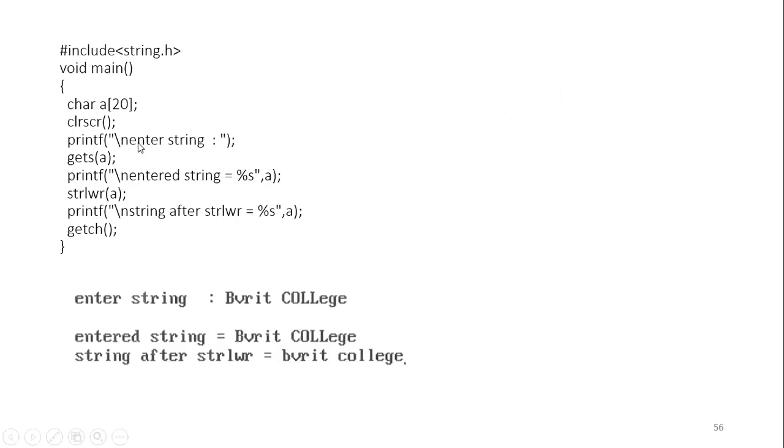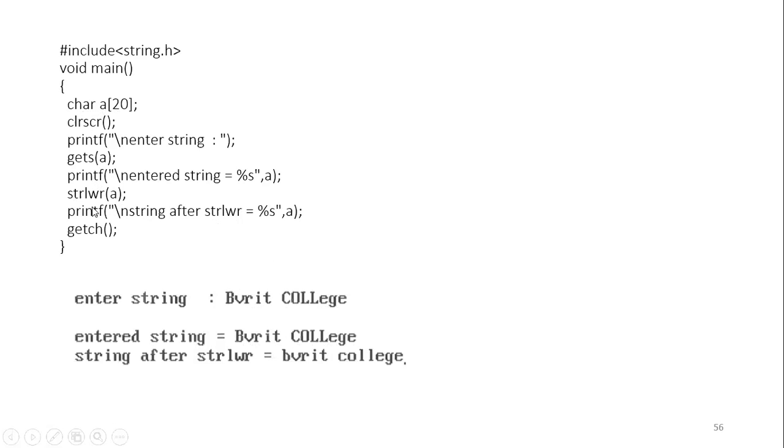Example program. Here A is an array of 20 characters. I am entering the string: bvrit college. You can observe that B is a capital letter and COLL are capital, uppercase letters. These uppercase letters are converted into lowercase by using the strlwr function. So I am printing the entered string. What string have we entered? We have entered bvrit college, which contains some capital letters, uppercase letters. By using this strlwr function, these uppercase letters are converted into lowercase letters.